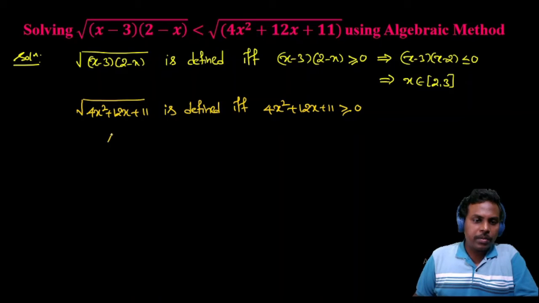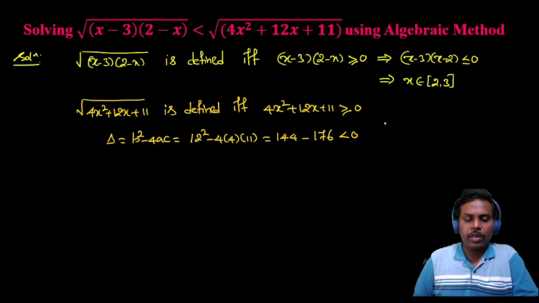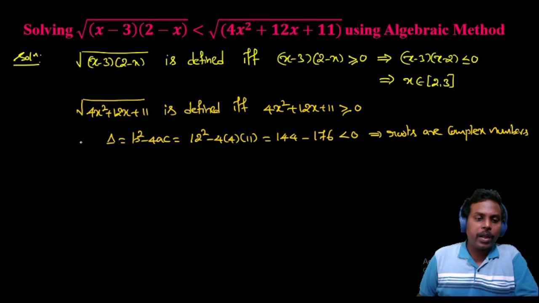Now let us find out the discriminant of this quadratic expression. Delta is equal to b square minus 4ac. B here is 12, so 12 square minus 4 into 4 into 11. So this is 144 minus 16 into 11, which is 176 actually. So this quantity is going to be negative. So this implies the roots are complex numbers. So if roots are complex numbers, then you have to apply theorem 1.